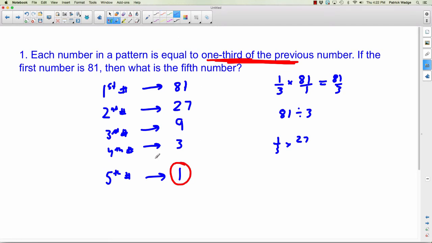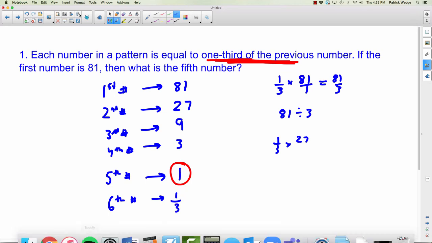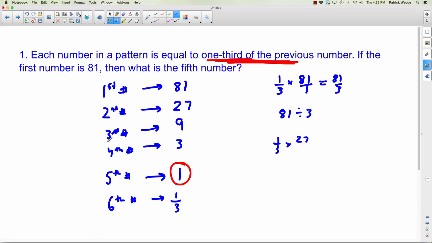Hey, what if it didn't ask the fifth number? What if it asked the sixth number? What would you do? Same thing. We divided by 3, we divided by 3, we divided by 3, we divided by 3. You go 1 divided by 3. You could write it as a decimal, but what's even better? 1 divided by 3 is 1 over 3. 1/3 would be your answer. But that's not what this question's asking. It's asking for number 5. So this is our answer right there.